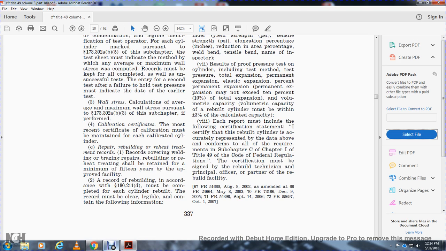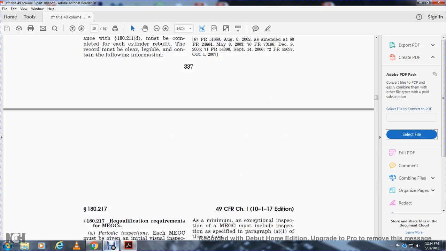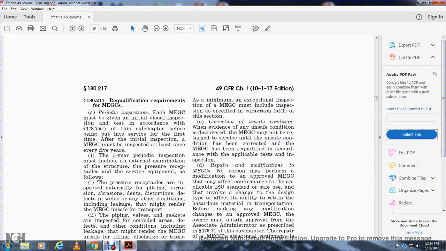actually represents the data above and conforms with all the requirements of subchapter C of chapter 1 of Title 49 Code of Federal Regulations. Certification must be signed by a rebuild technician, principal officer, or partner of the rebuilt facility.